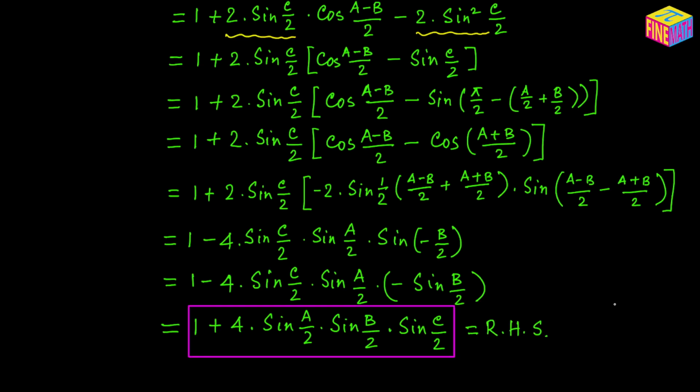So we started with cosine of a plus cosine of b plus cosine of c, and we have been able to convert that into this form, which is 1 plus 4 times sine of a over 2 times sine of b over 2 times sine of c over 2.